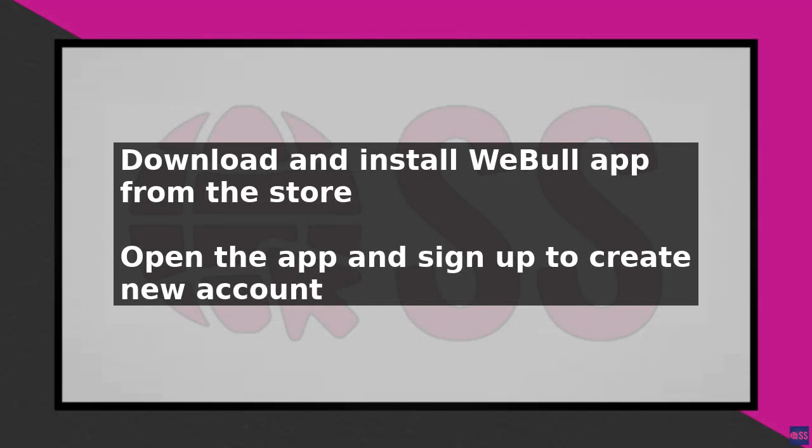To get started with the Webull app in the UK, first download and install the app from the App Store. Once installed, open the app and click on Sign Up to create a new account. You will need to provide some personal and financial information to comply with UK regulations.